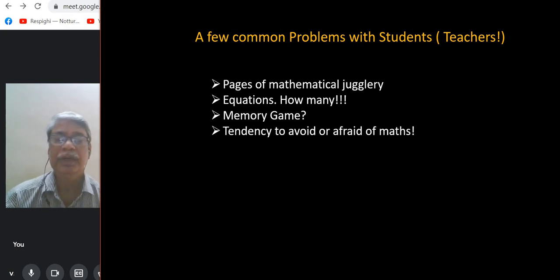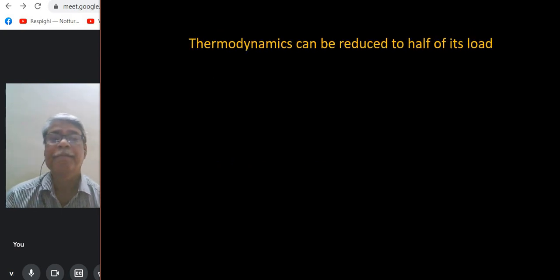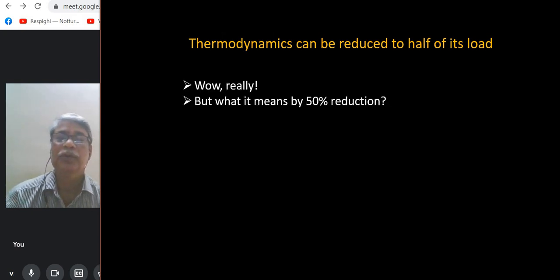Very unfortunately it happens with many students, simply because we cannot correlate the things and we cannot see the connectivity among the different equations and concepts. Particularly if we can find some pattern of that connectivity and correlation, the whole thing is made very easy. So that we will see today. Thermodynamics can be reduced to half of its load.